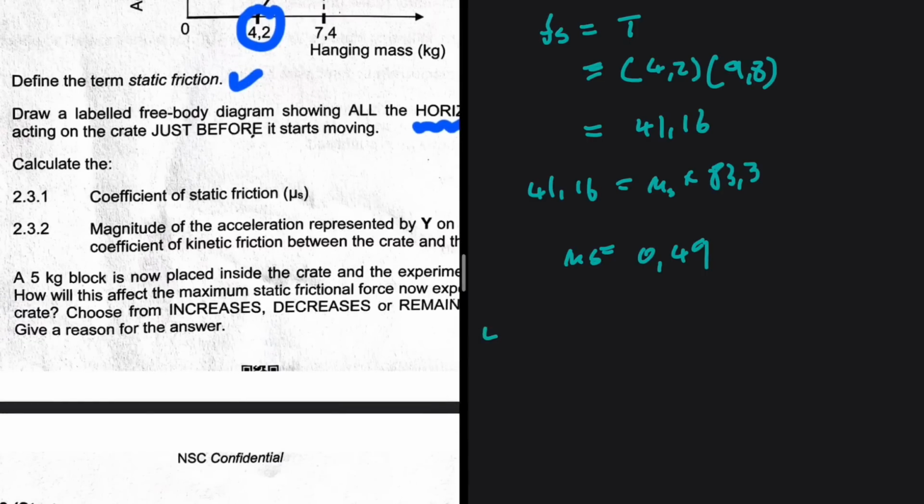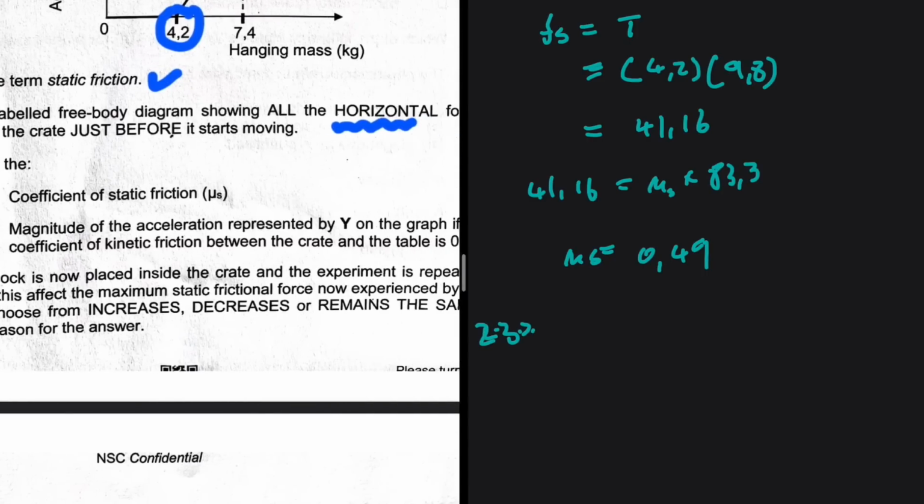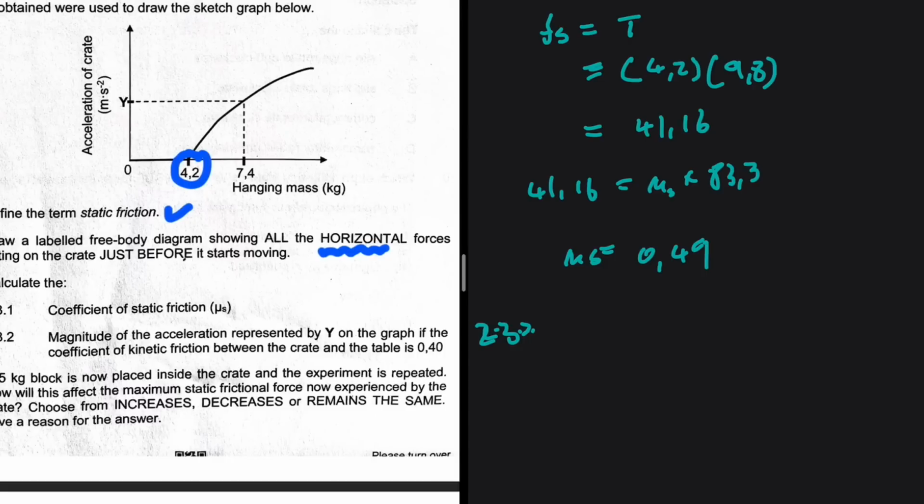Let's take a look at 2.3.2. We are looking for the magnitude of the acceleration represented by y on the graph if the coefficient of kinetic friction between the crate and the table is 0.4. So take a look at this. The coefficient of kinetic friction is 0.4, and we calculated the coefficient of static friction to be 0.49. So we are quite convinced that the answer we have in 2.3.1 is correct, because if the coefficient of kinetic friction was greater than the one for static friction, we should be worried, because we know fully well that that should not be the case.